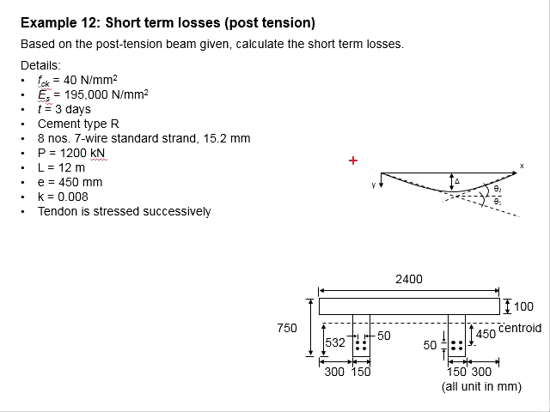The tendon profile provided in these sections is as indicated here. There will be no eccentricity at the end of the beam and the midspan eccentricity will be equal to 450 mm. Assume k is equal to 0.008 and the tendon is stressed successively. You may pause the video for a while to work out the solution.